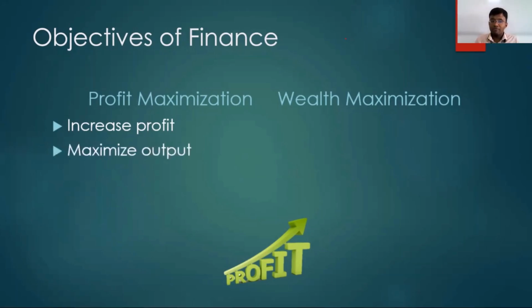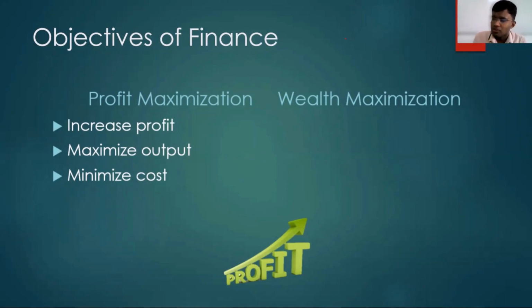Now, when we talk about profit maximization, we're talking about increasing the profit, maximizing the profit. You were earning 1 lakh, let's make it 2 lakh. Okay, now that you've reached 2 lakh, let's make it 10 lakhs. This is what is meant by profit maximization. You're trying to increase the profit which is earned by the business. Now, profit maximization can be achieved in two ways. You could maximize your output or you could minimize your cost.